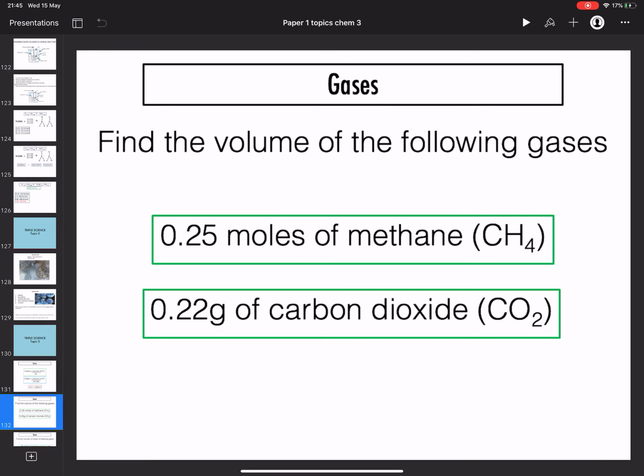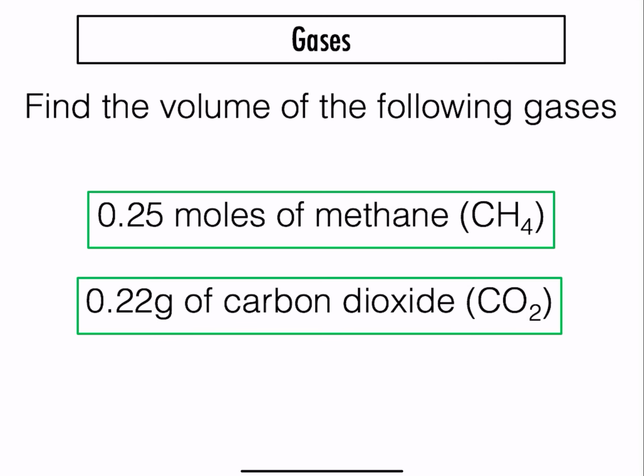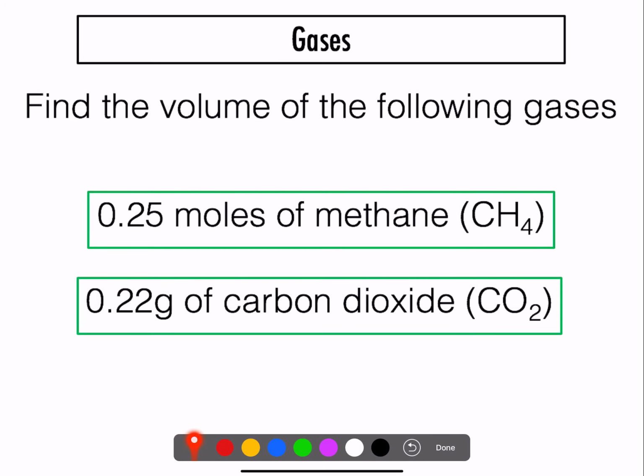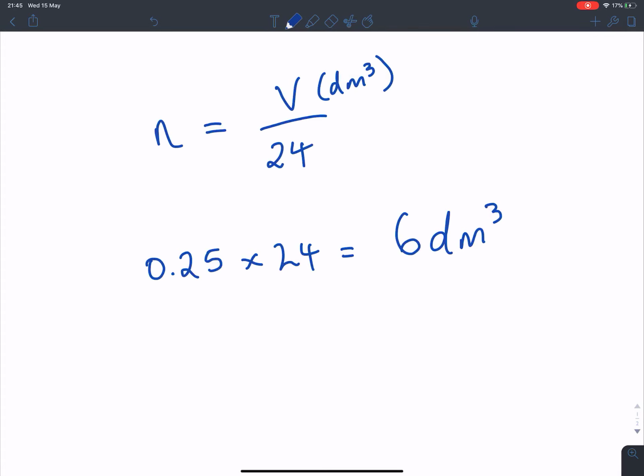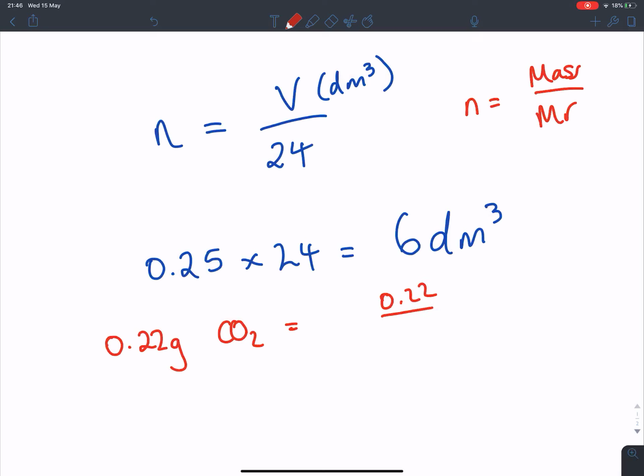What about if you have 0.22 grams of carbon dioxide? Here we have to first turn that into moles, and then we can turn that into volume. So we know the formula, number of moles is equal to mass over molar mass, Mr. So if you have 0.22 grams of carbon dioxide, then you can turn that into moles by doing 0.22 divided by the Mr of carbon dioxide, which is 44.